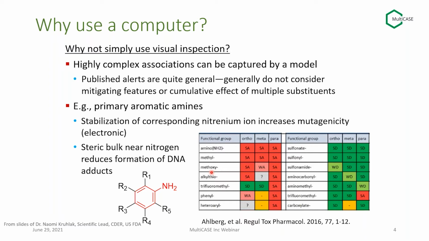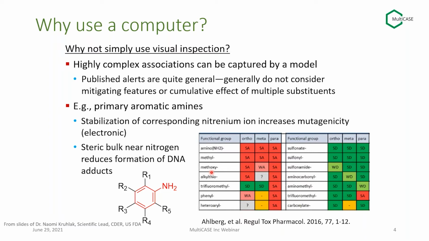So from this point of view, those alerts, published alerts in this paper and some other papers, are quite general. And the disadvantage of these alerts is they usually do not consider mitigating features or the cumulative effect of multiple substituents. This long chain substituent attached to the epoxy group would be a mitigating feature, which would reduce or annihilate the mutagenic effect of the epoxy group. Another example is primary aromatic amines.